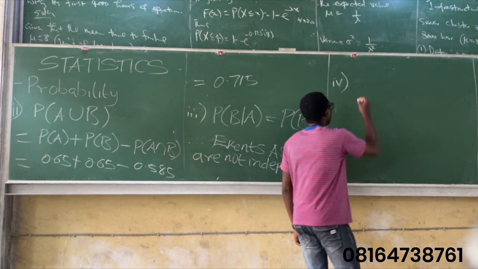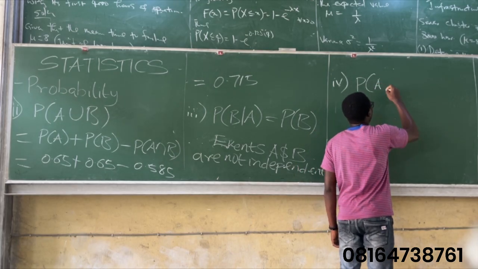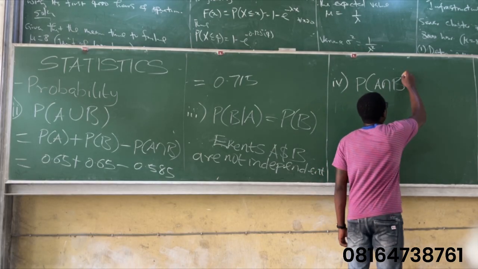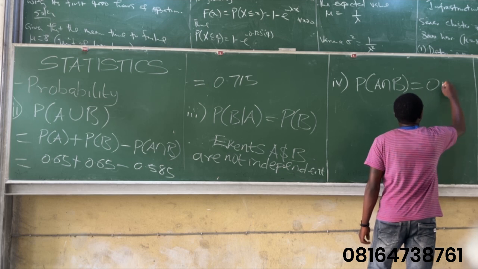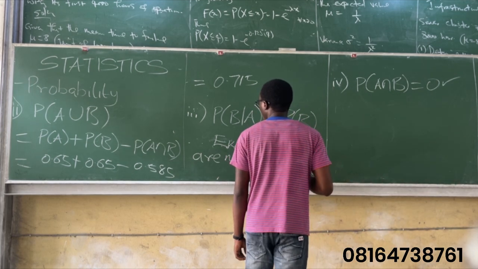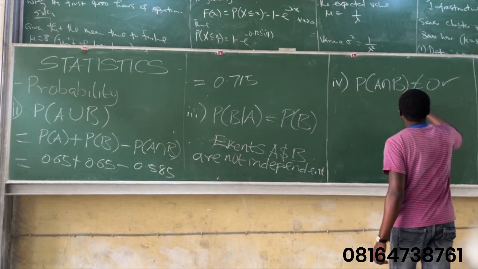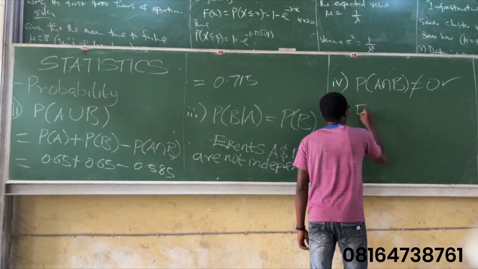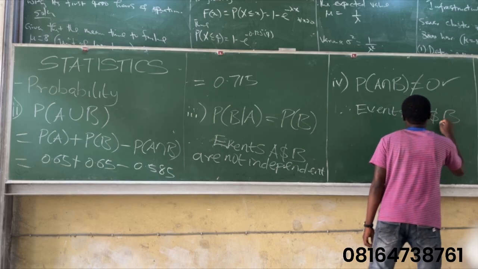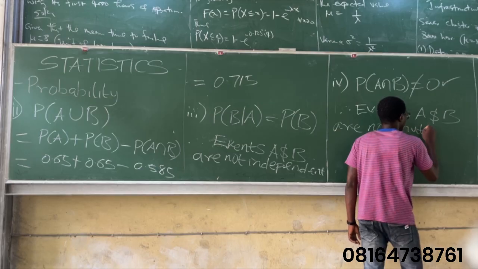Now, mathematically, the probability of mutually exclusive events is that the probability of one event, let's say event A, intersection with another event, let's say event B, equals 0 for mutually exclusive events. But from what we've solved so far, we have that the probability of A intersection B is equal to 0.525, which is not equal to 0. Therefore, events A and B are not mutually exclusive.